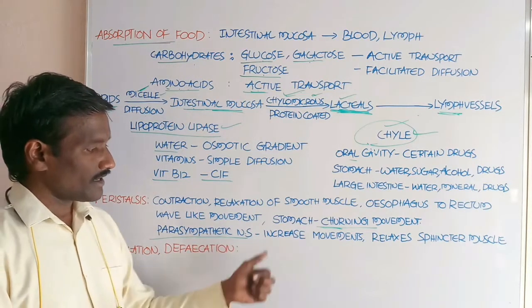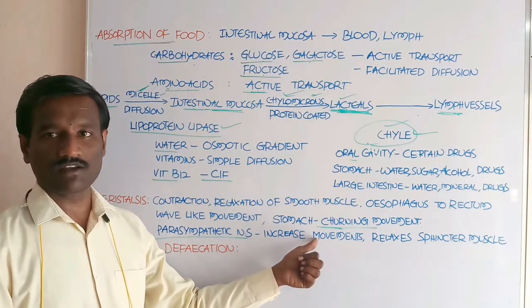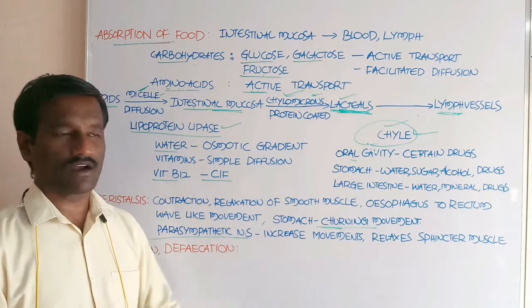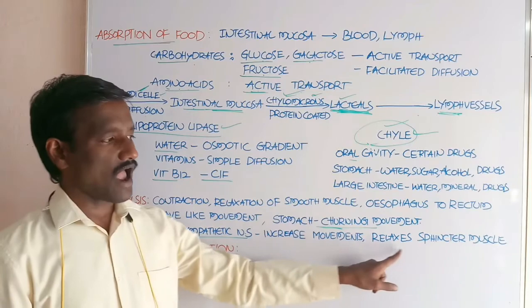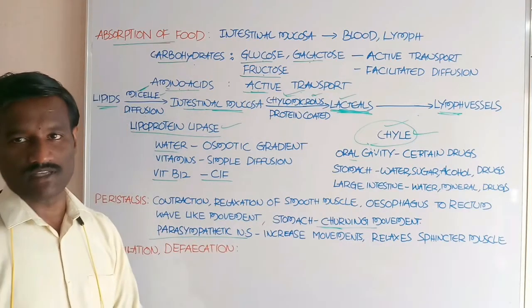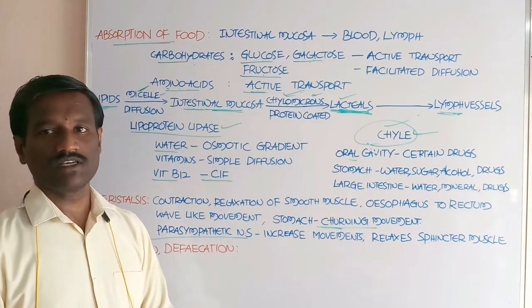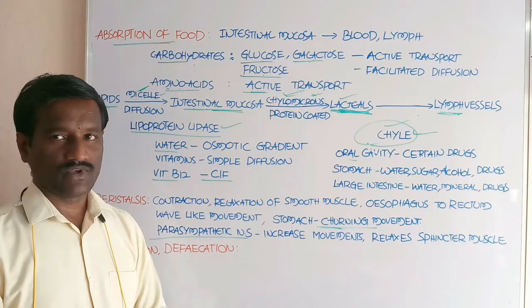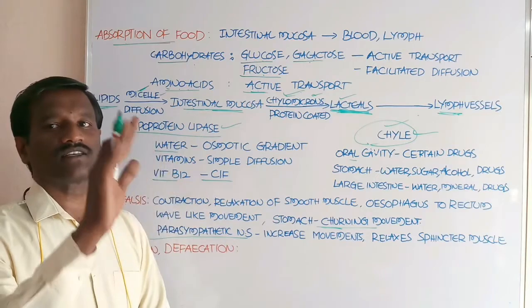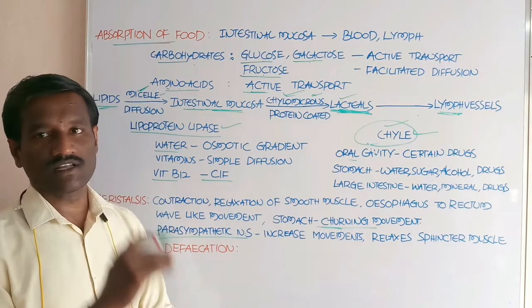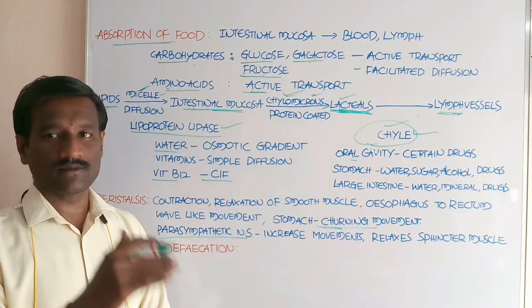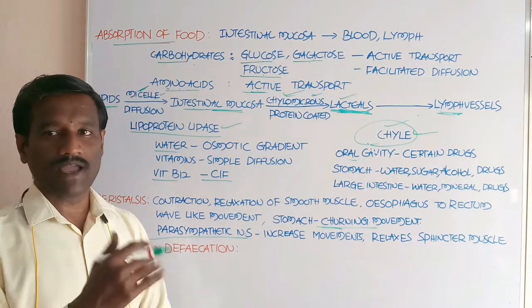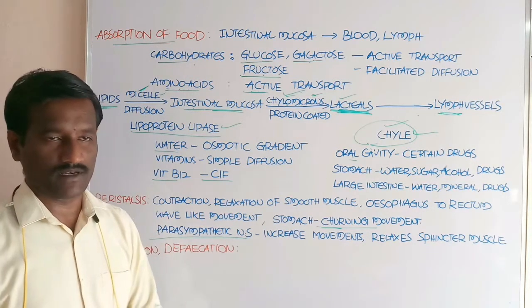It increases the peristaltic movement and relaxes the sphincter muscle. Sphincter muscle is smooth muscle. It causes the relaxation of the smooth muscles present in the sphincters, different types of sphincters like the pyloric sphincter and the cardiac sphincter.